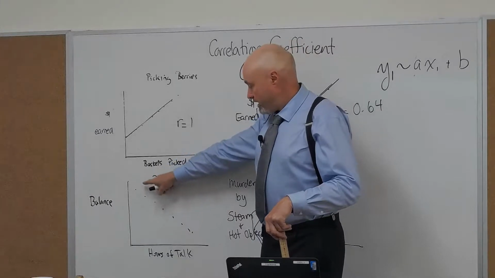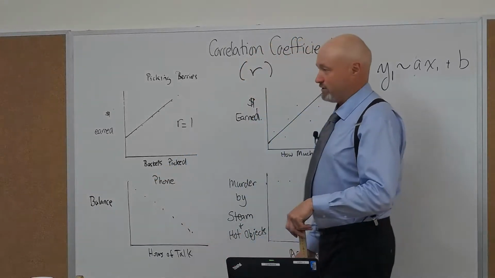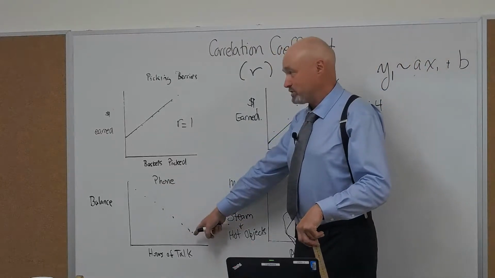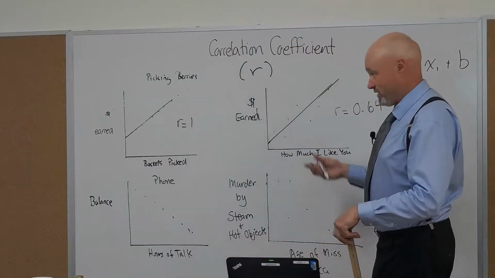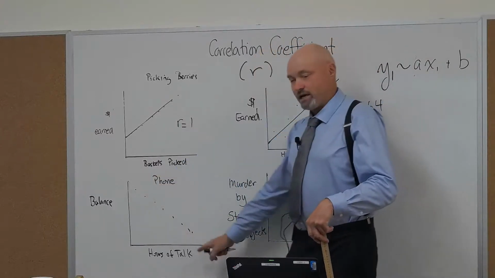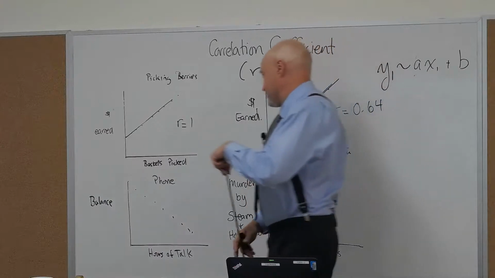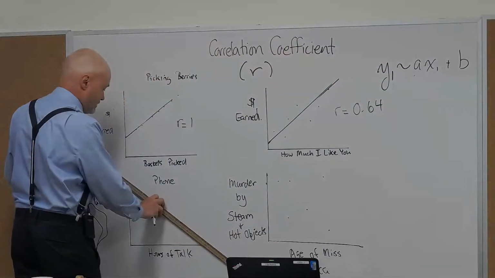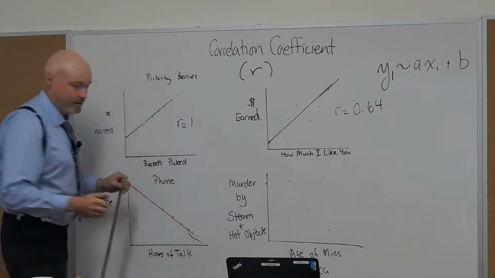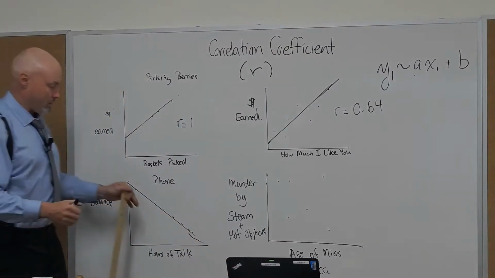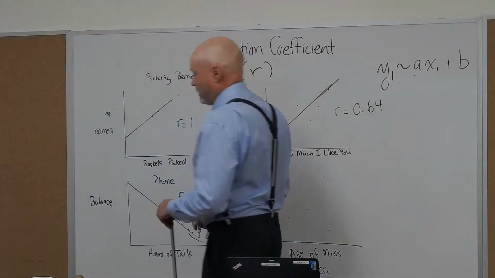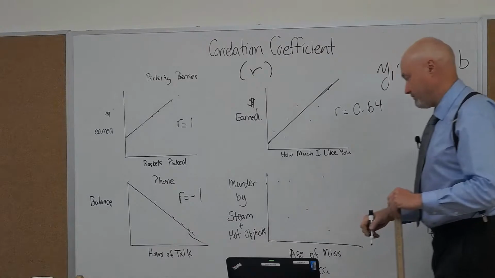Okay, phone plan. You have hours of talk and the balance left on your phone plan. Or this could be number of chats in the super chat of YouTube and how much I like you. So notice that your balance goes down as the hours of talk goes up. And not surprisingly, this is a perfect correlation, but it's negative. It goes down. It's got a negative slope. This would have an R of -1. Being perfectly negative, that's what it's all about.